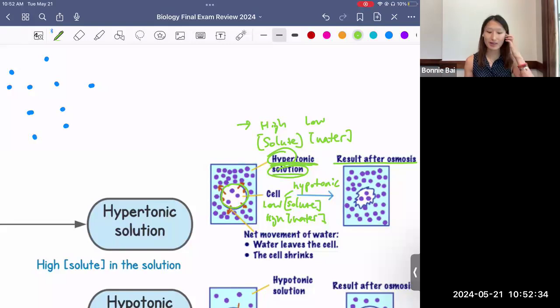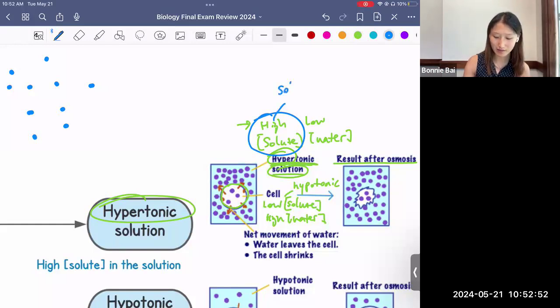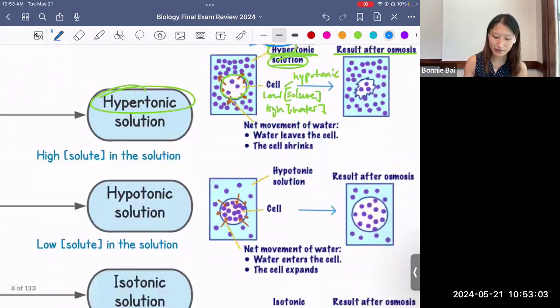So once again, you don't want to think about the word hypertonic and immediately think the cell is going to shrink. That is not what hypertonic means. All that the word hypertonic means is high solute concentration. If it says hypertonic solution, that means high solute concentration in the solution. If it says hypertonic cell, it means high solute concentration again, but now it's inside the cell versus out of the cell.